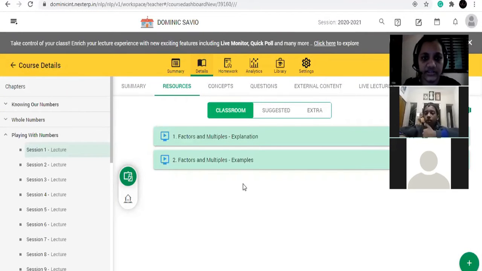So we were studying the third chapter, that is Playing with Numbers. In that, we were first dealing with the topic factors and multiples.